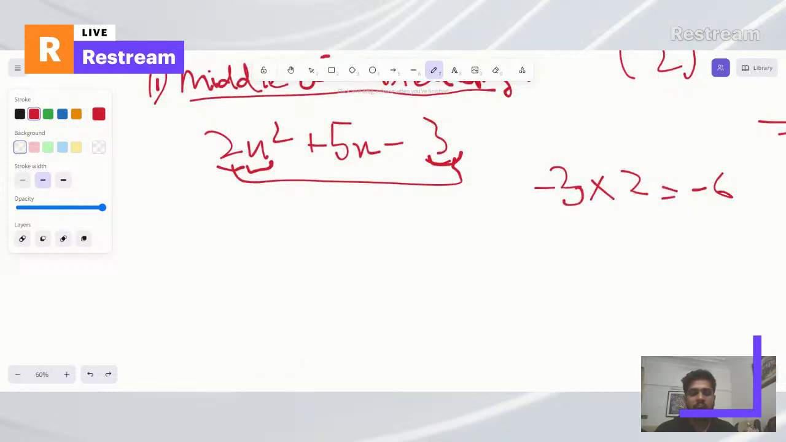Now we need to find two numbers that multiply together to form negative 6 and add up together to form plus 5. Can anybody guess? What are going to be the two numbers?